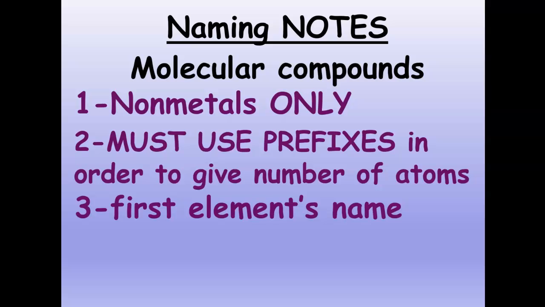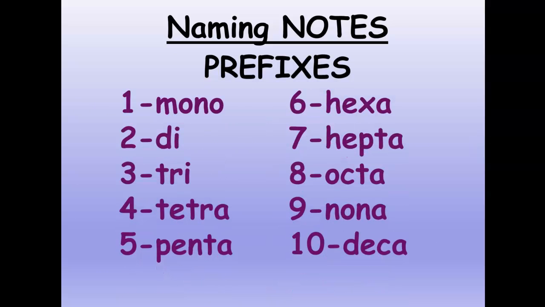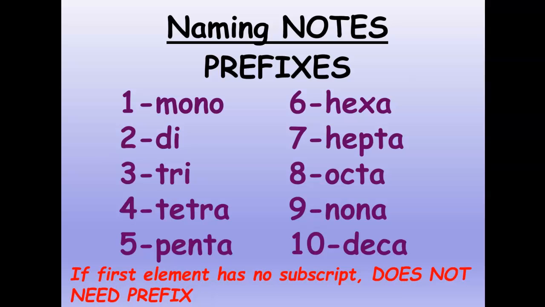So you name the first element. If it has more than one atom, you have to have the prefix. But you always have to have a prefix on the second name, which again has the IDE ending. So here are your prefixes that you have to know, 1 through 10. If you have 1 atom, that means it's going to be mono. If you have 9 atoms, that means it's nona. So let's look at examples. Again, if the first element has no subscript, then you do not need a prefix on that one.